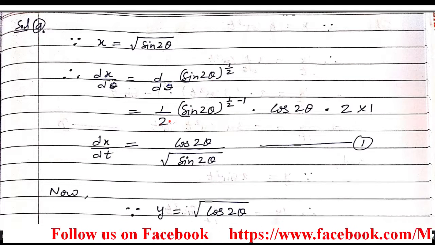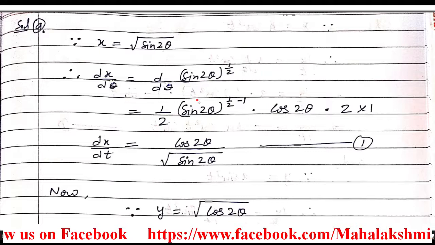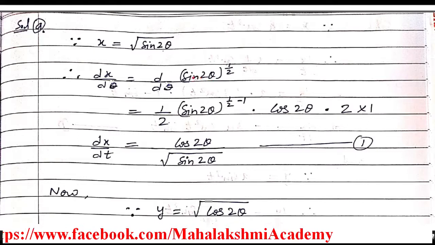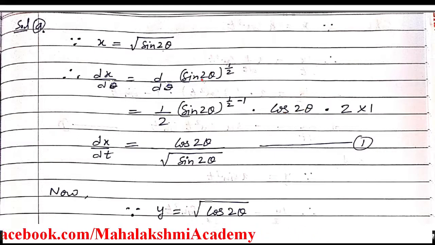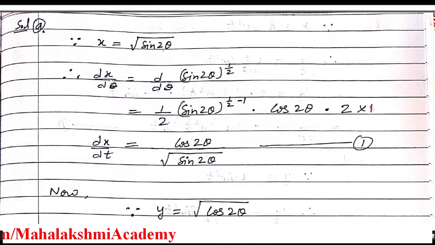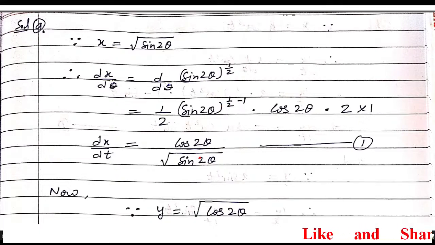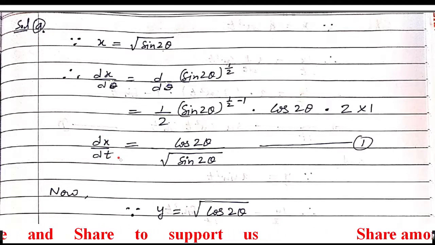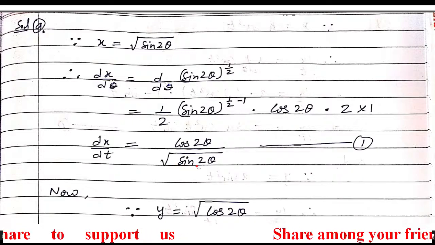So here the formula which I used is x to the power n, it is n x^(n-1). Then the chain rule is applied to sin 2 theta. So sin 2 theta differentiation is cos 2 theta. Then 2 theta's differentiation is 2 multiplied by 1. So this 2 and 2 will cancel, and when you subtract here, half minus 1 is minus half. Since we are getting minus half, the minus sign will shift down, and because of half, the root symbol will come again. So the differentiation of x with respect to theta will come here, students. By mistake I wrote t, it is theta here. So dx over d theta is cos 2 theta upon root sin 2 theta.